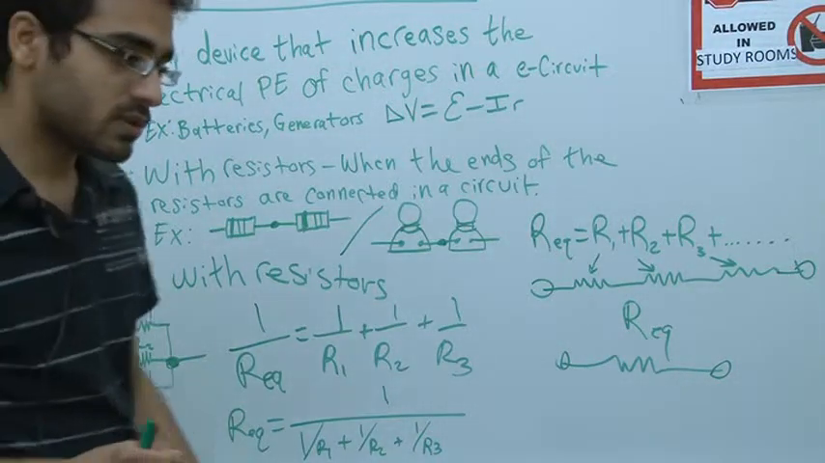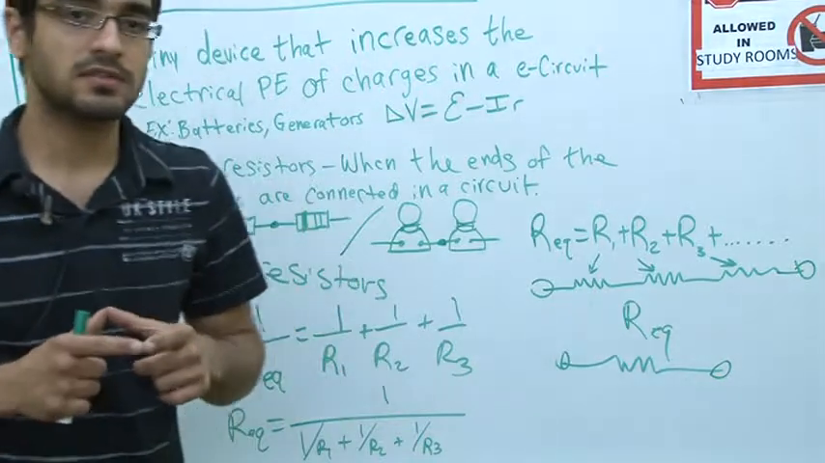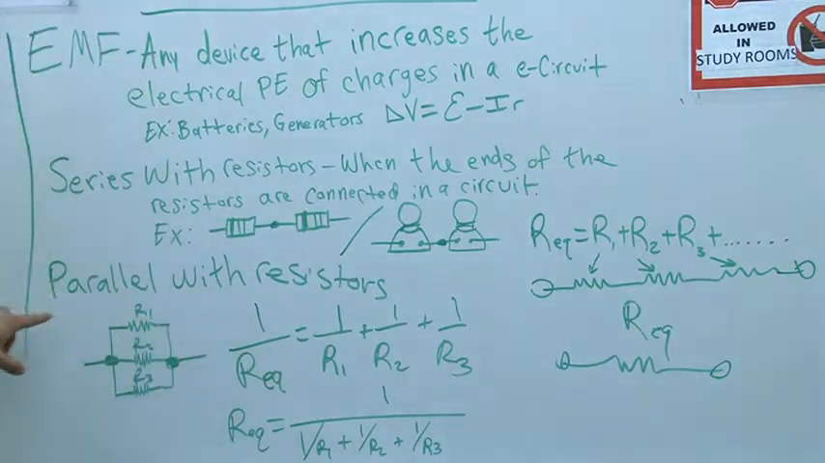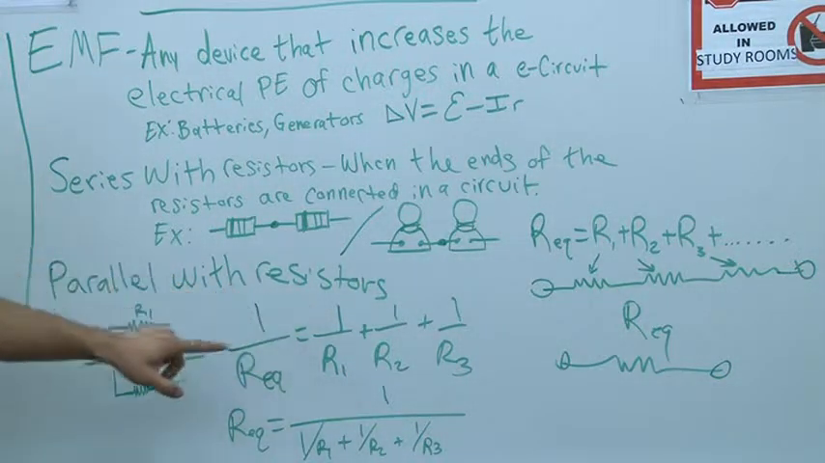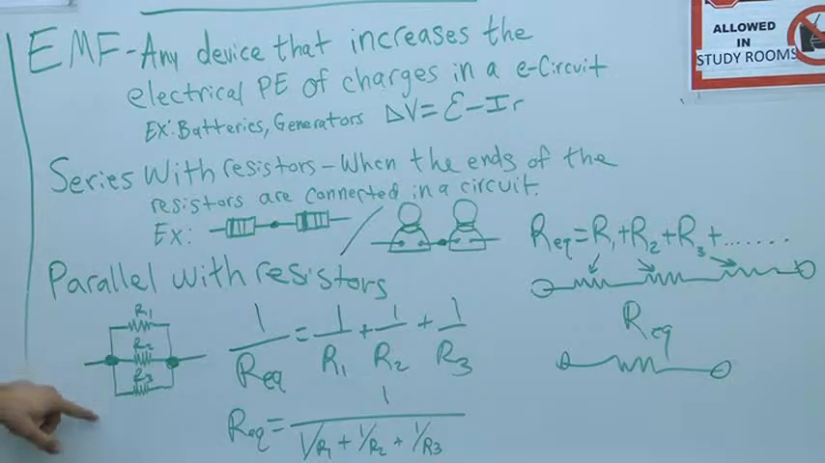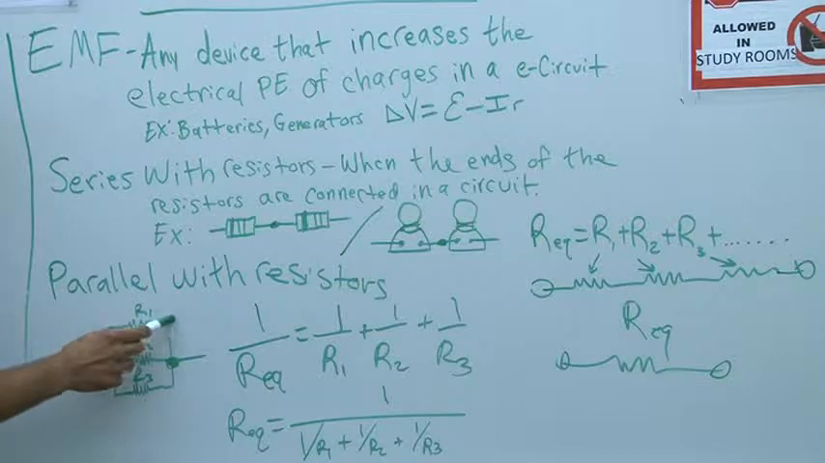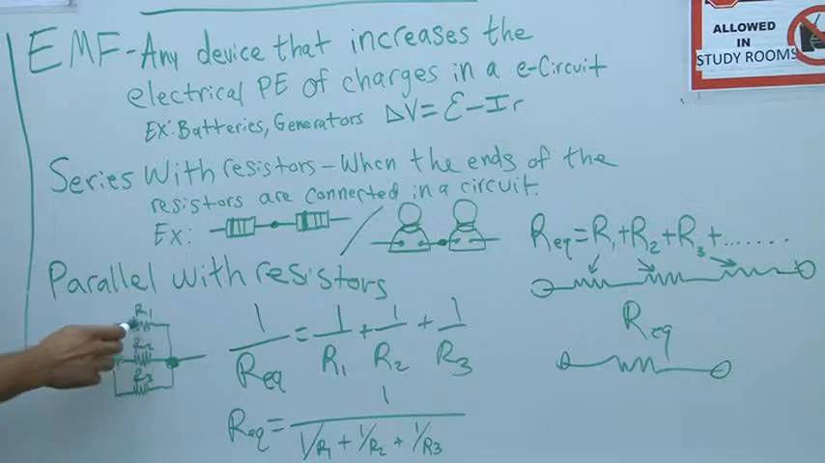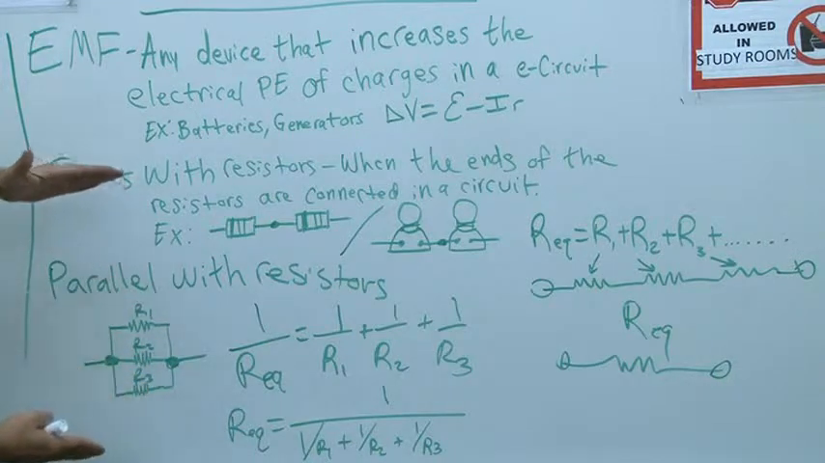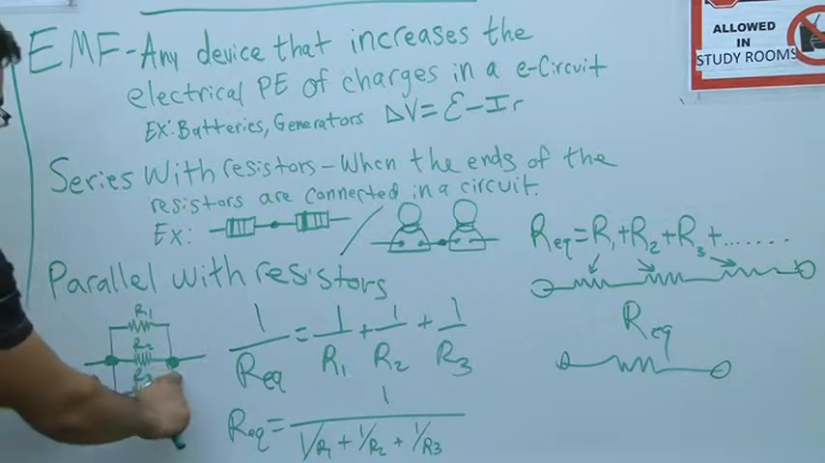Parallel is a little bit more difficult, but with practice comes perfection. You have a parallel with resistors. As you can see how I drew it here, it's a little bit different than here. You have one side of the resistor and the other side of the resistor. They actually do not line up together, and they all meet in one spot.